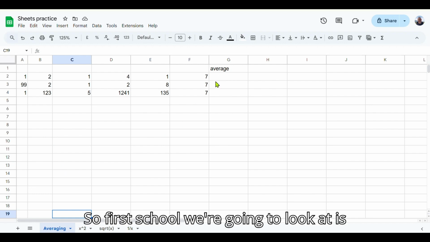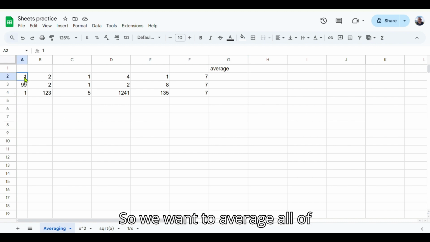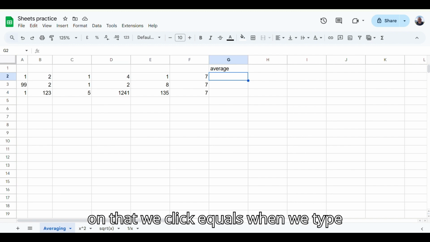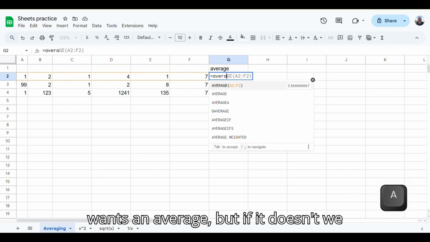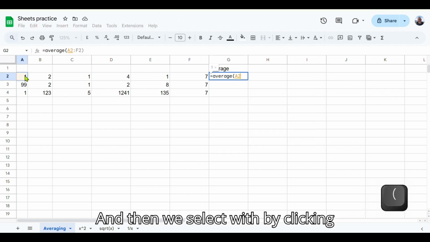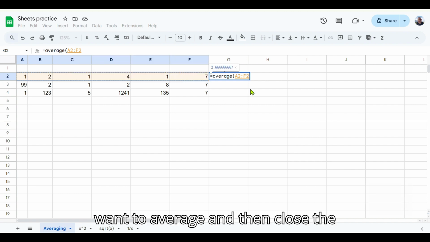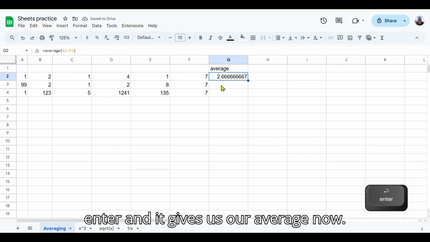So the first skill we're going to look at is how to do an average in Google Sheets. We want to average all of these cells. So we type equals, and it asks us if we want an average, but if it doesn't, we type average and then a bracket, and then we select by clicking and dragging on the cells that we want to average, and then close the bracket. Press enter and it gives us our average.